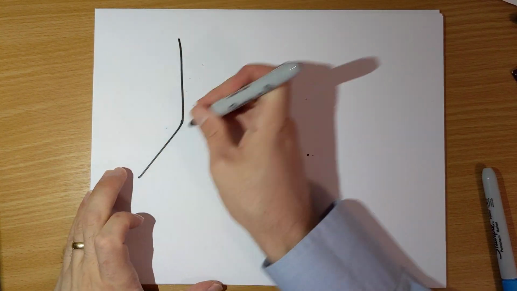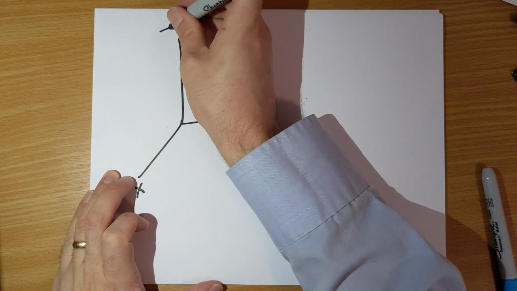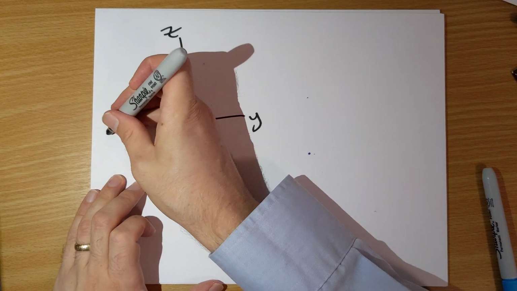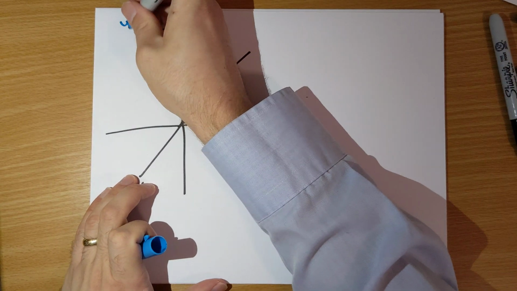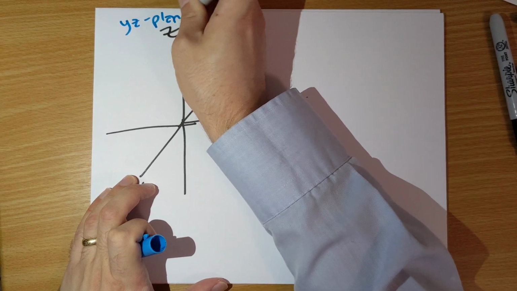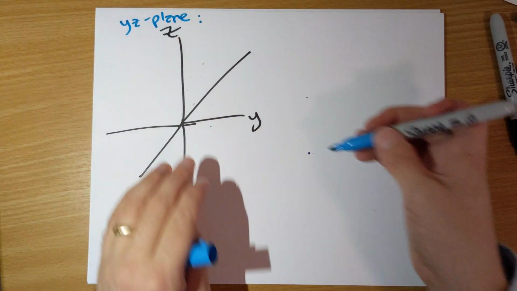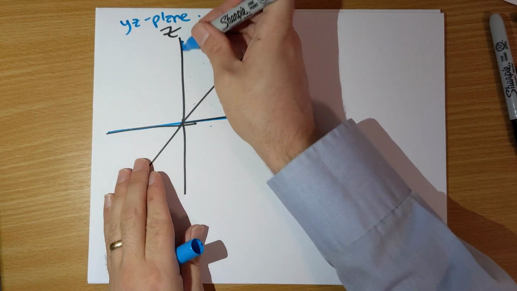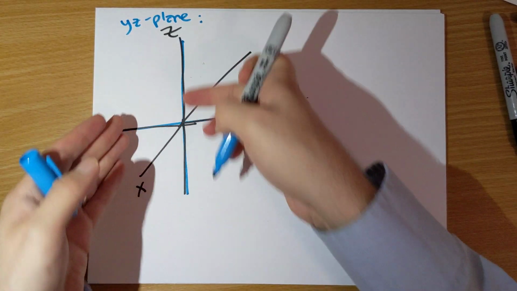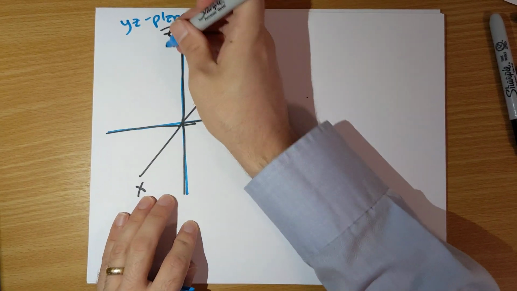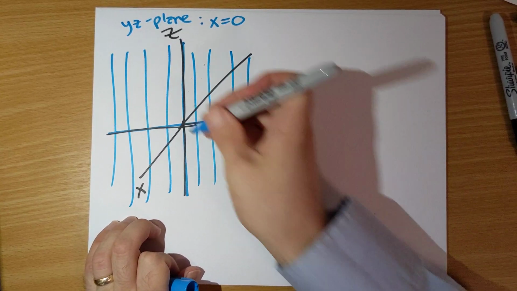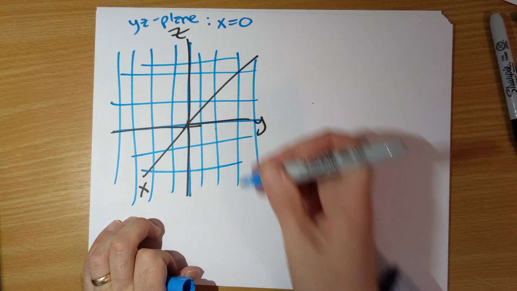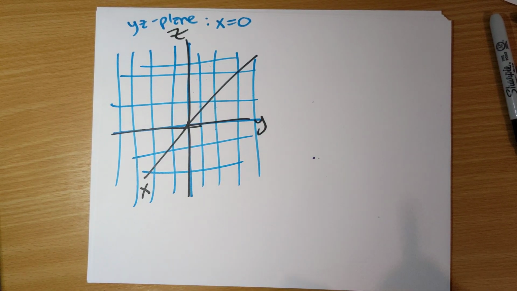We can also think about x, y, z. For example, the yz plane. So this would be, here's the y-axis, here's the x-axis, and set x equal to 0. So you have this kind of thing going on here. This would be the yz plane.